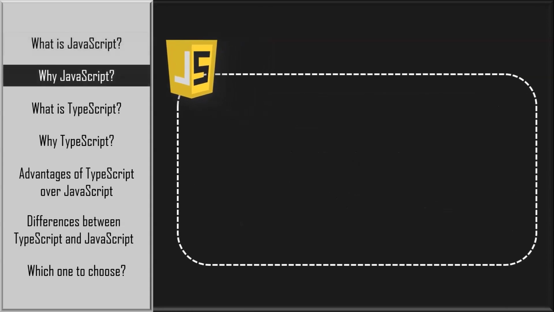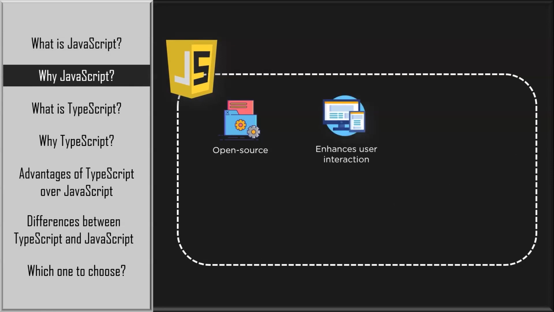Talking about why JavaScript is being used, first up is that it's open source. Next, as discussed earlier, it has excellent user interaction, meaning the scripts are written in HTML pages and are executed automatically with embedded JavaScript. Also, JavaScript offers a wide range of libraries and frameworks. Some popular ones are React, Angular, Vue.js, among others.